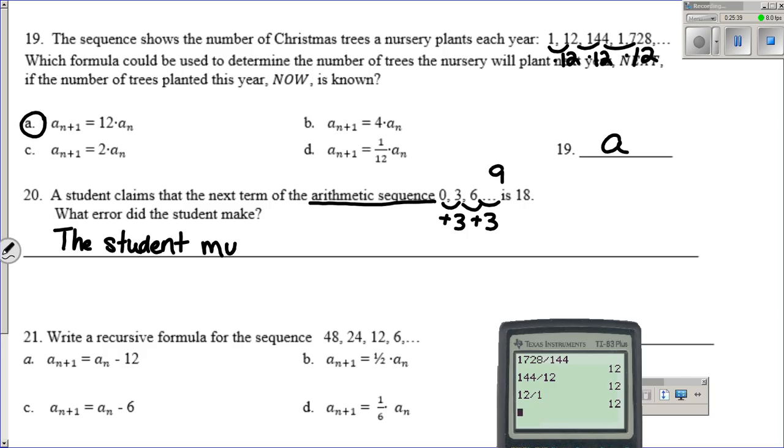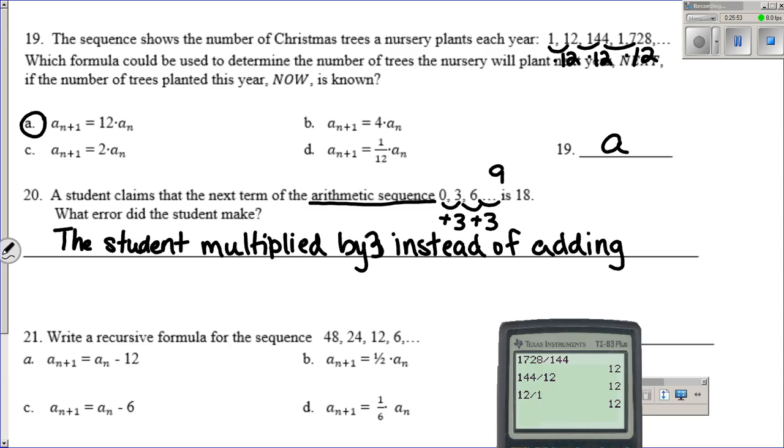So the student multiplied by 3 instead of adding. So they mistook the sequence to be a geometric sequence. They used a common ratio instead of a common difference.